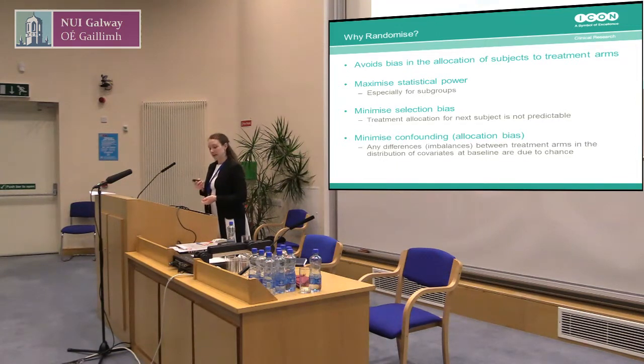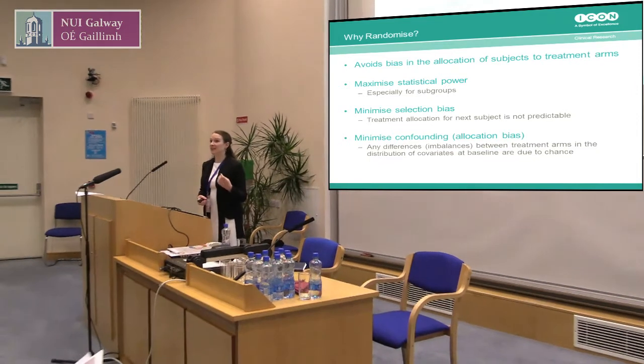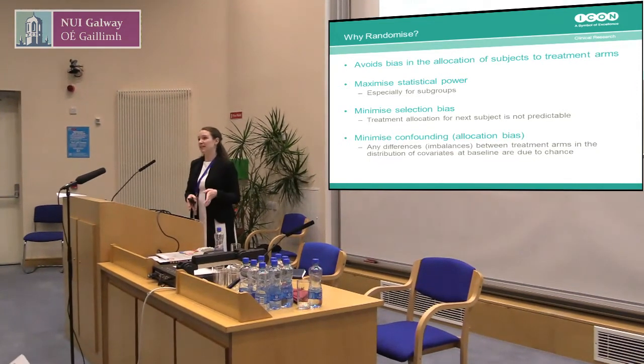But it also minimises the confounding or allocation bias, which is the male-female ratio, the age profiles and other baseline characteristics which could be confounded with the treatment effect at the end of the study. By randomising, we should be eliminating that. Or at least we should be making sure that any imbalance is only due to chance. We'll never get completely balanced groups, or at least it cannot guarantee completely balanced groups, but it does greatly reduce the possibility that imbalance will occur if we randomise.